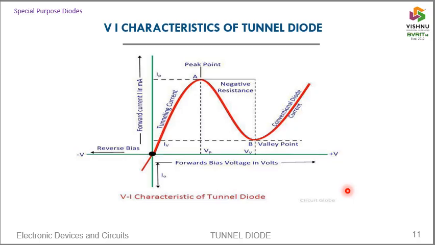The VI characteristics of a tunnel diode clearly show the peak point, valley point, and negative resistance region. The peak point is the maximum current. The valley point is the minimum current. The negative resistance region is between the peak point and the valley point. In this region, voltage increases and current decreases. This negative resistance property is used in high frequency oscillators and amplifiers.